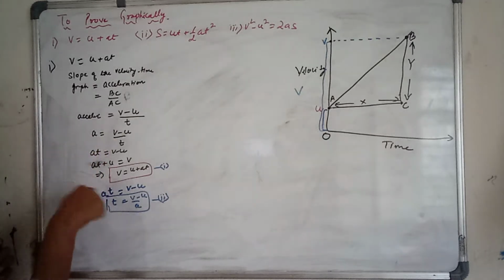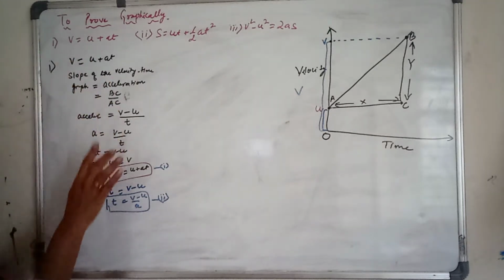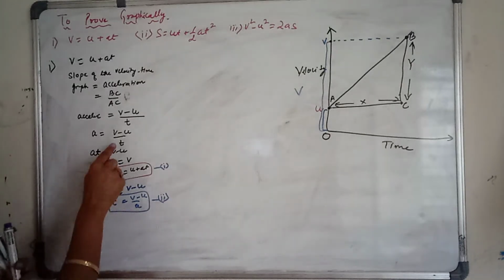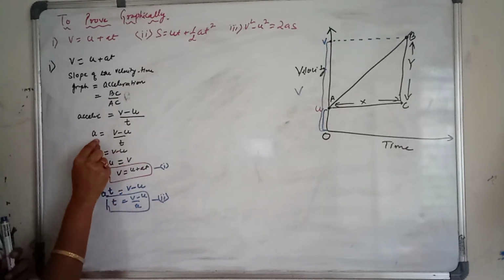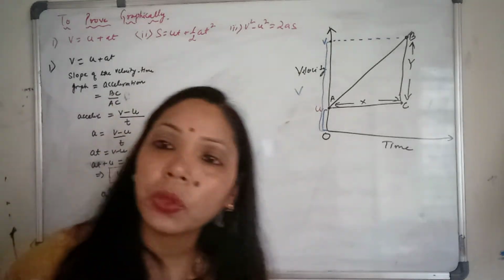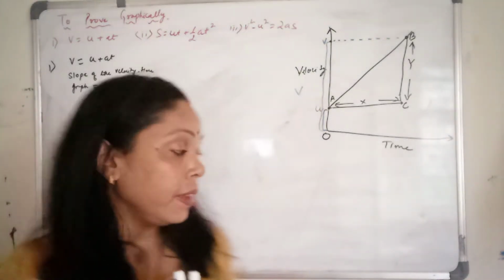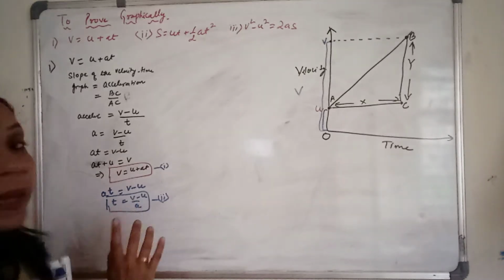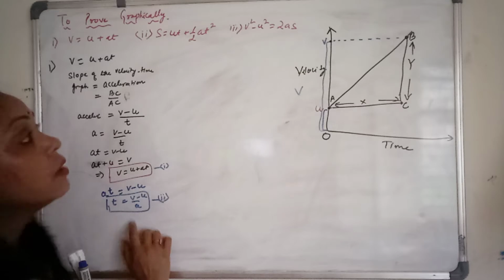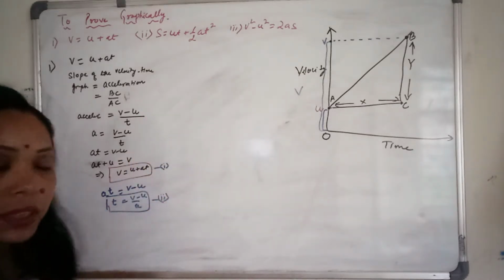So from this equation, the first equation we can write as V equal to U plus AT, and T equal to, simple, see here, if you bring the T here and bring the A here, so T is equal to what? B minus U by A. B minus U by A. Very, very important. You have to remember this one for the other two equations.